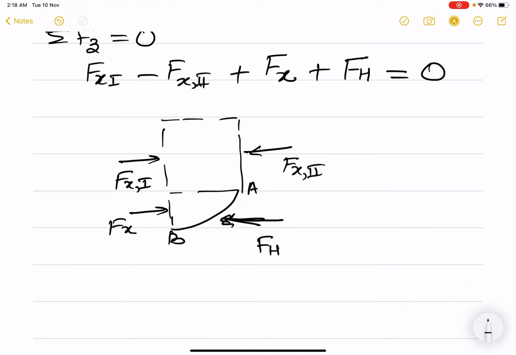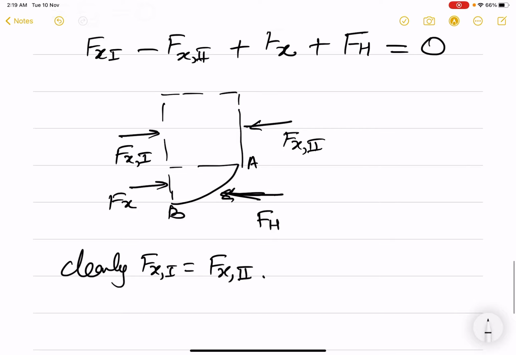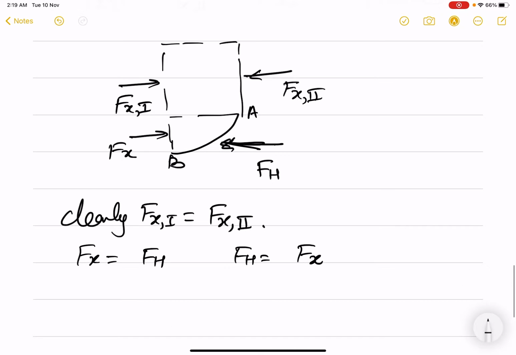So now clearly Fx1 is equal to Fx2. At all points, the pressures at equal depths will cancel each other. So Fx1 and Fx2 are equal, and what we get is Fx is equal to Fh, or rather Fh is equal to Fx. Now what is Fx?